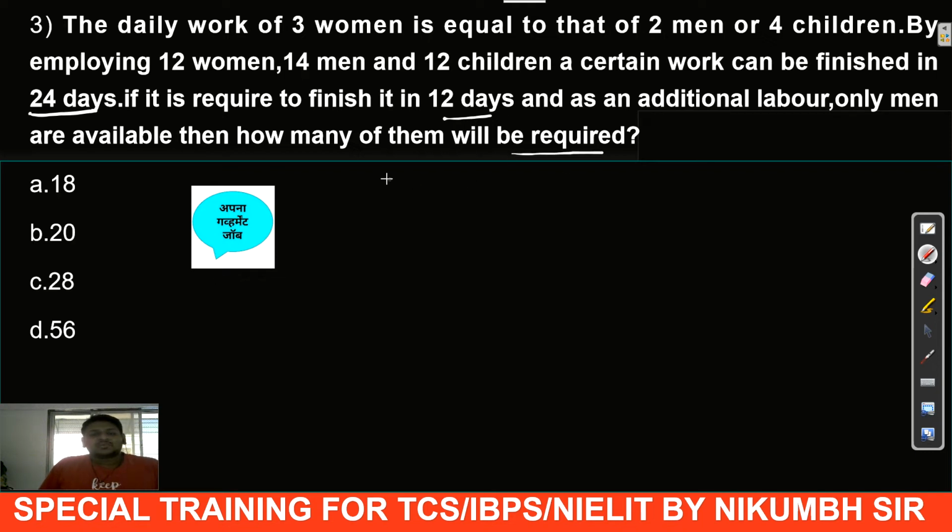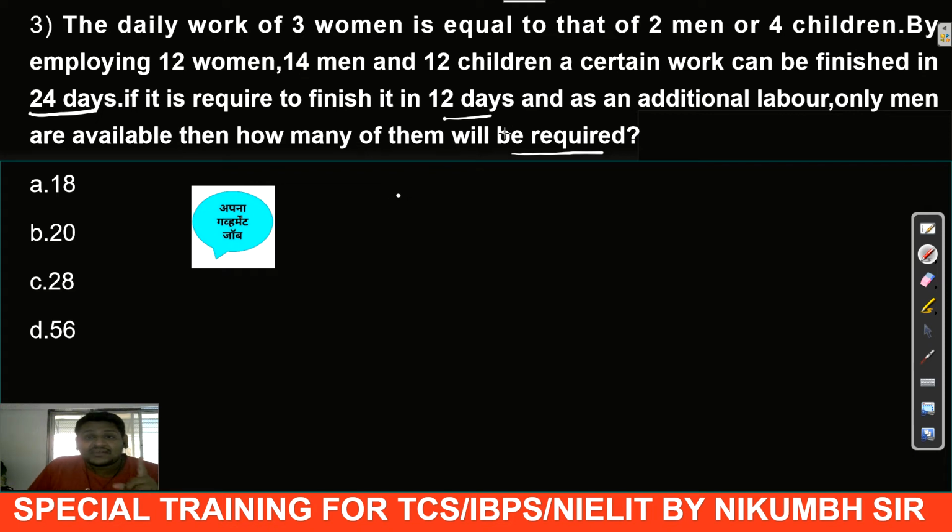Basically, the question is that we have to complete this total work in 12 days. The same work which is done by 12 women, 14 men, and 12 children, and only men will be there to finish it in 12 days. So obviously we have to hire extra men to complete the work, simple thing. So how many extra men should we have so that the work gets completed in 12 days, simple question. Now see, here also they have given me the daily work.